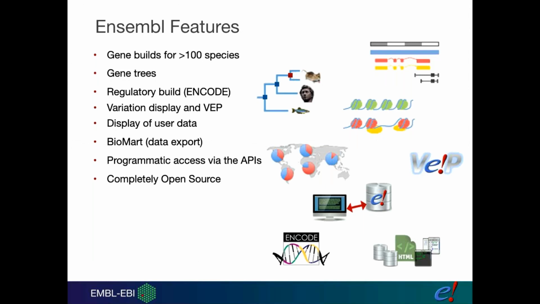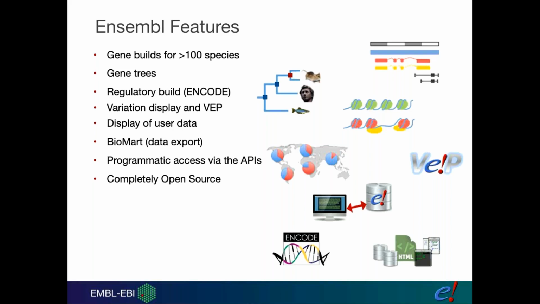We have gene trees. We compare all those genes to each other. We have what we call the regulatory build, and I'm going to talk about that. That's the main focus of today's webinar, but that incorporates data from places like ENCODE. We have ways of looking at variation data. We allow you to display your own data. I'm going to talk briefly about Biomart, which is a data export tool, and also programmatic access via our APIs.